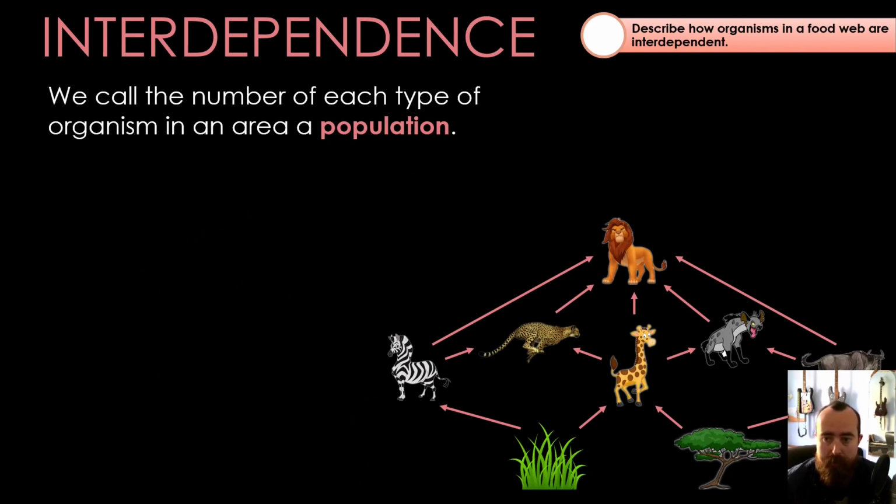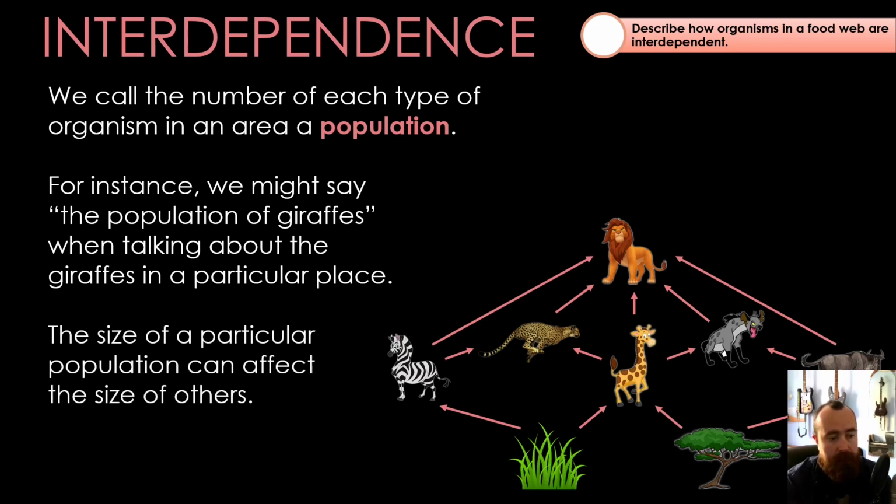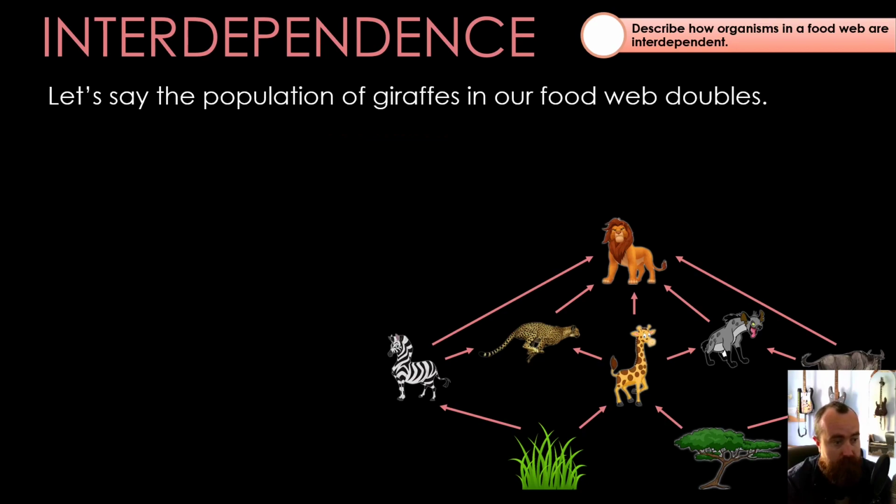Now, when we're talking about the number of each type of organism in an area, we call it the population. So what we might say is, the population of giraffes, if we're talking about all the giraffes that we have in a particular ecosystem, in a particular food web here. And the size of that particular population, if that changes, if it gets bigger or it gets smaller, it can affect the size of other populations as well. So this interdependence that we see, even if just the numbers of those organisms changes, it can cause changes elsewhere in the food web.